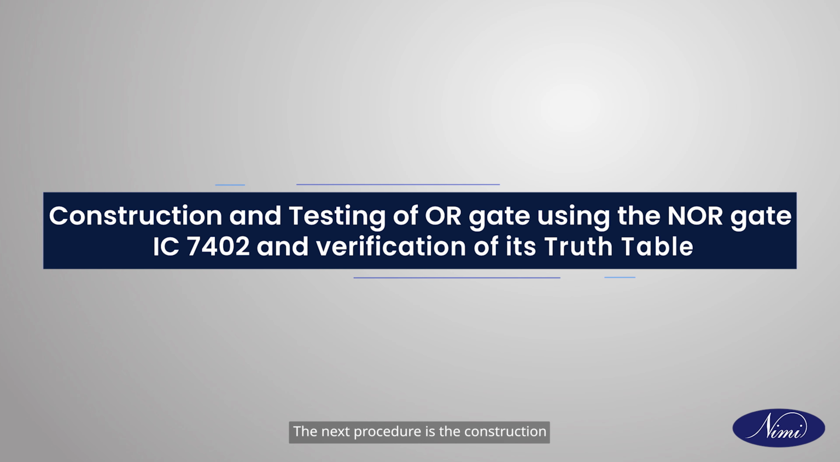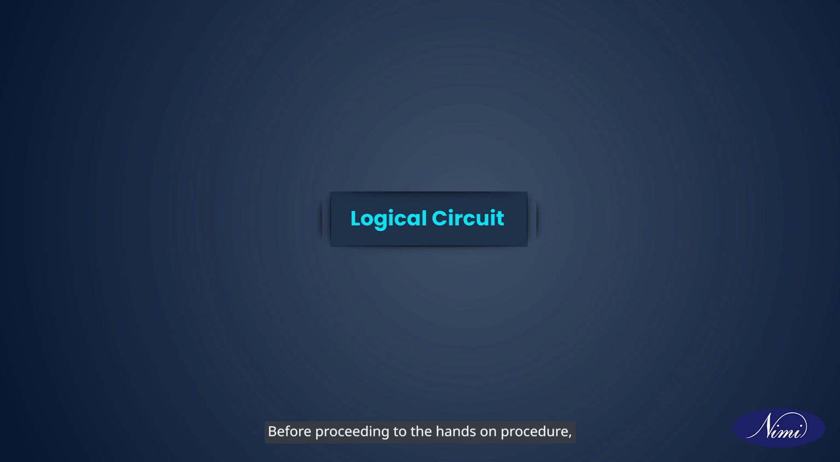The next procedure is the construction and testing of OR gate using NOR gate IC 7402 and verification of its truth table. Before proceeding to the hands-on procedure, let's look at the logical circuit.